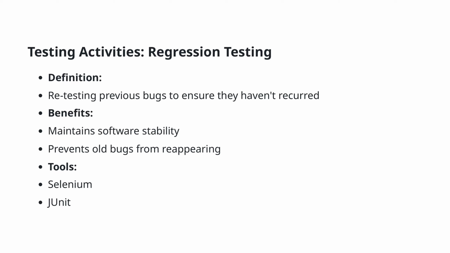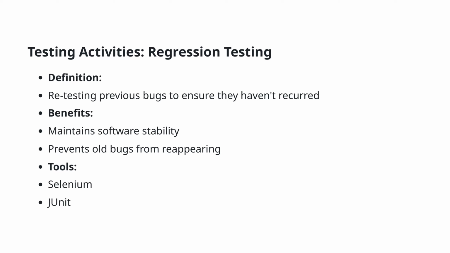Now, let's explore regression testing. This involves retesting previous bugs to ensure they haven't recurred. It's a crucial part of the testing process because it helps maintain software stability and prevents the reappearance of old bugs. By addressing these issues, you can ensure a more reliable and consistent user experience. To facilitate regression testing, tools like Selenium and JUnit are commonly used.